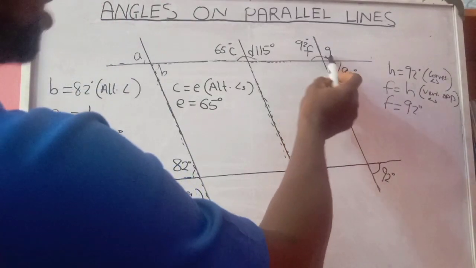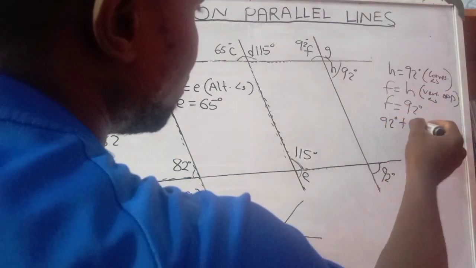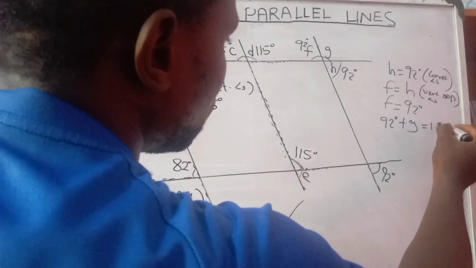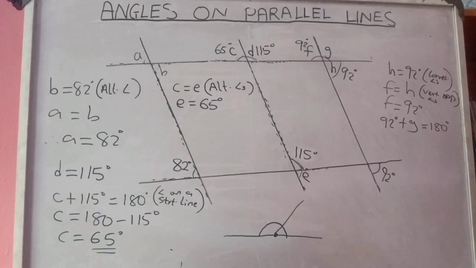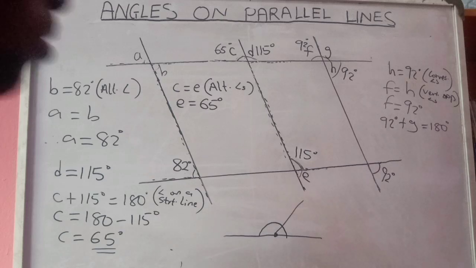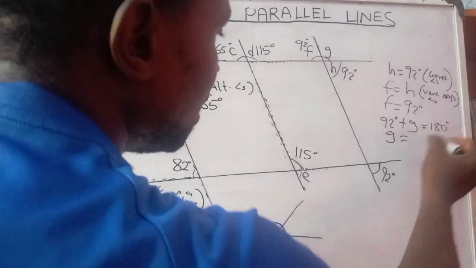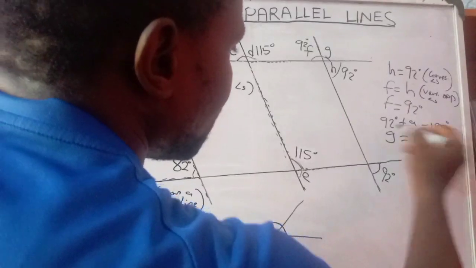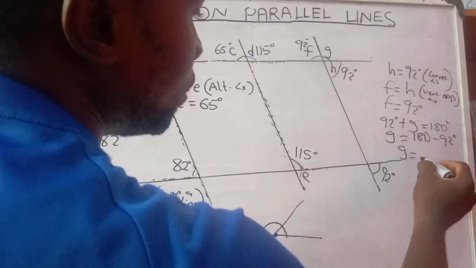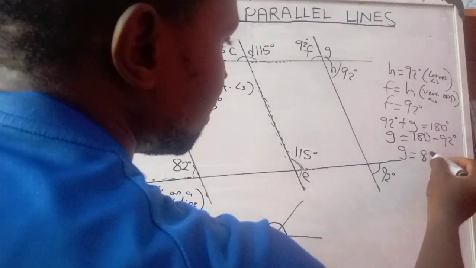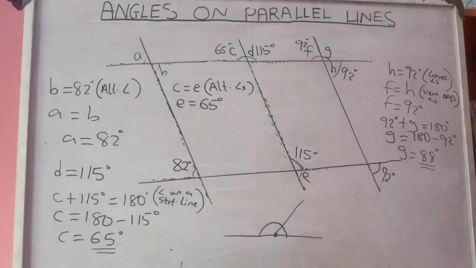So we'll compare F and G. And we know our F to be 92 degrees plus G is equal to 180 degrees. You know the reason? The reason is angle on a straight line equals 180 degrees. So G, collecting like terms, is equal to 180 minus 92 degrees. So G will give us 88 degrees. And that is the answer to these questions.